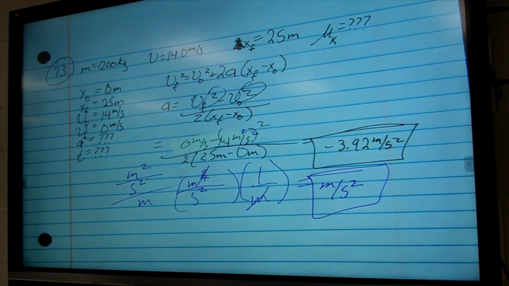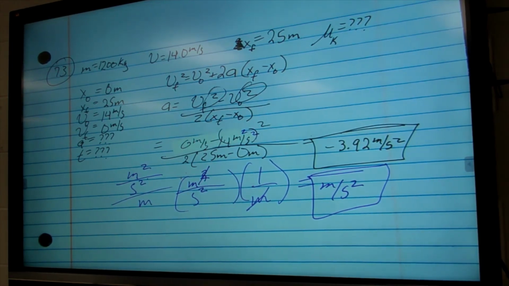Okay, so we got that. Now we're looking at what this acceleration is being used for. It's the force that's literally pushing the car backwards.